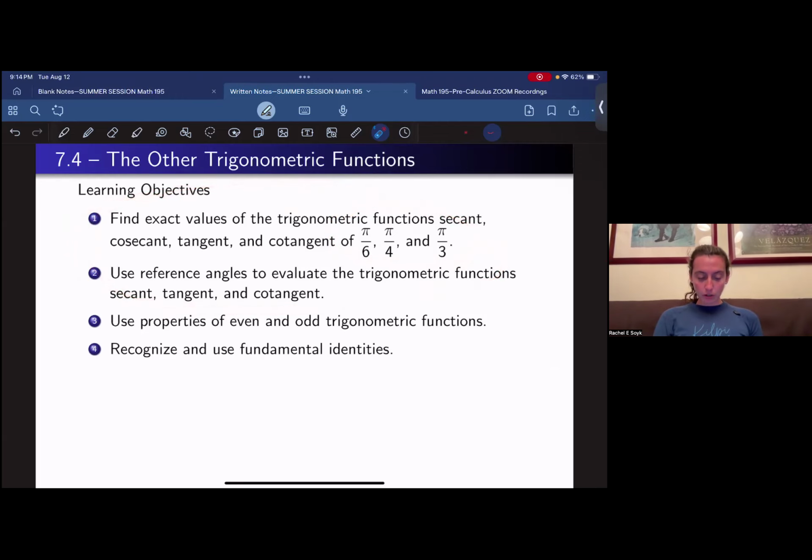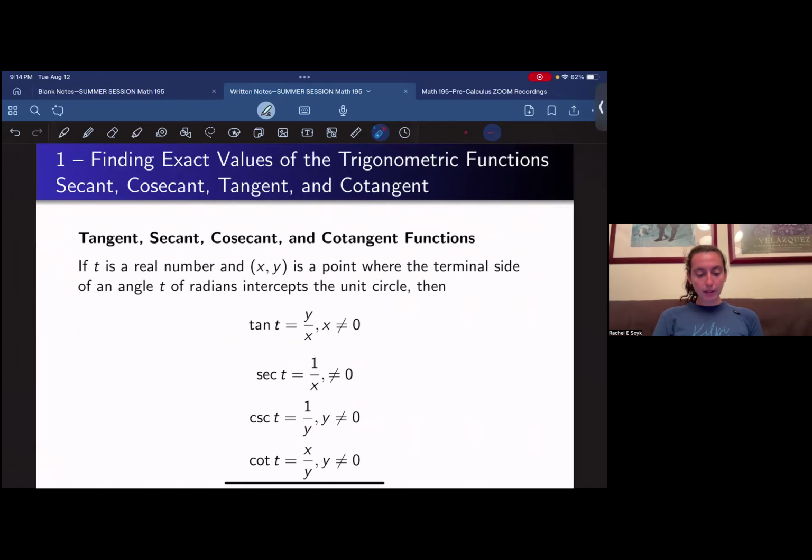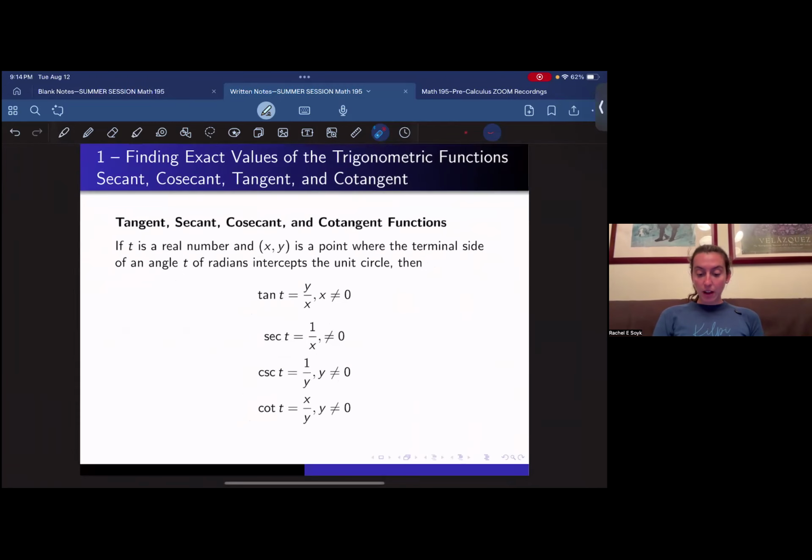The new material that we're going to cover are mostly in our objectives 3 and 4, looking at trigonometric functions and identifying which ones are even and odd, and then adding more fundamental identities when it comes to trig. So finding exact values of trig functions.